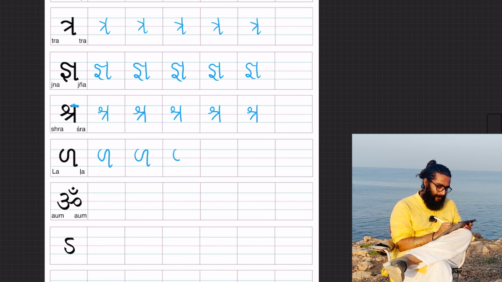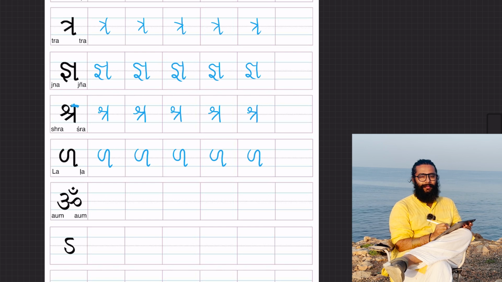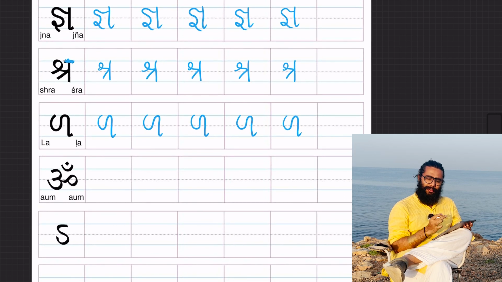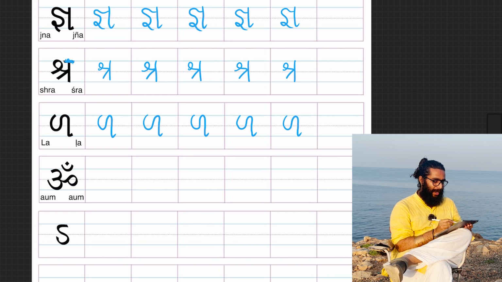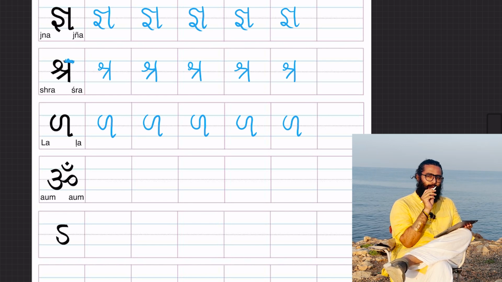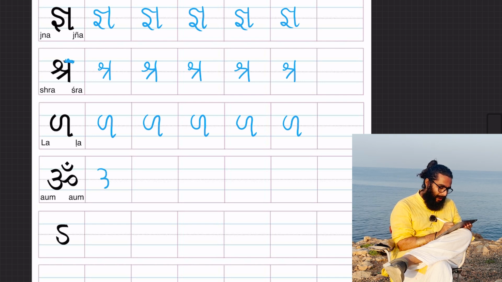La. La. La. Finally, the one sound to rule them all, the pranava, which is the omkara, which is common in almost all Indian languages. If it is not written as the vowel o and m, the unique symbol for om is om. You can also stylize it and write it like this as om.